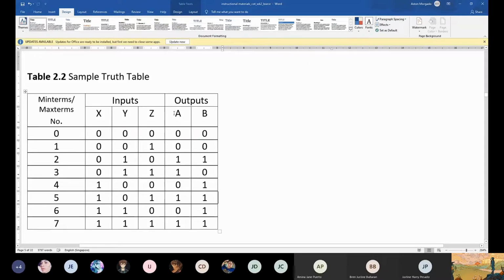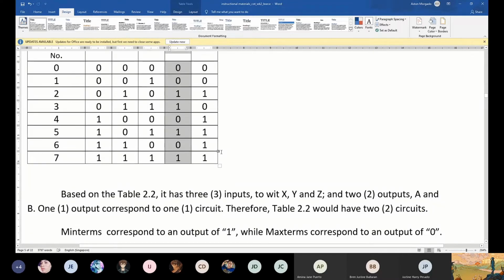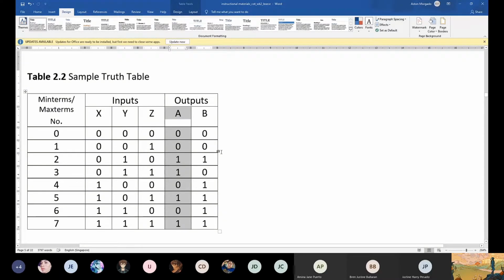In each output, you need to have one circuit per output. So since in the example here we have two outputs, A and B, that means we must have two circuits also for this. Okay. So for output A, let's start with output A.